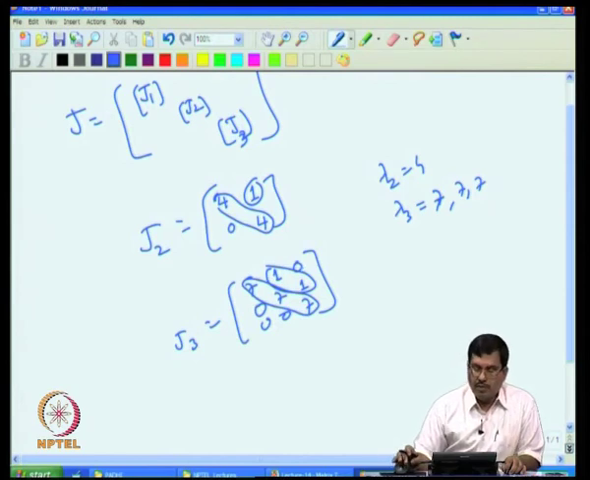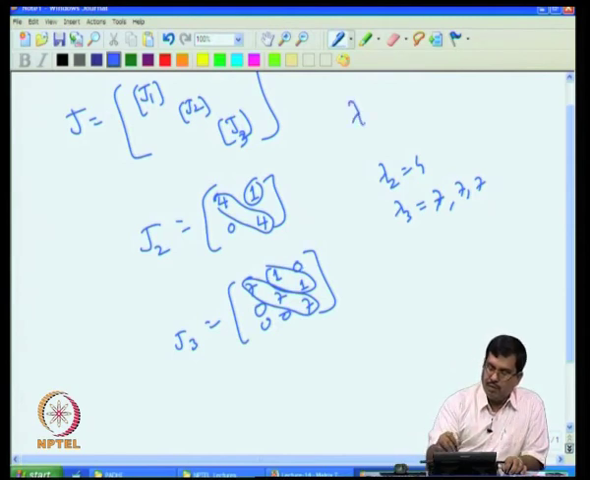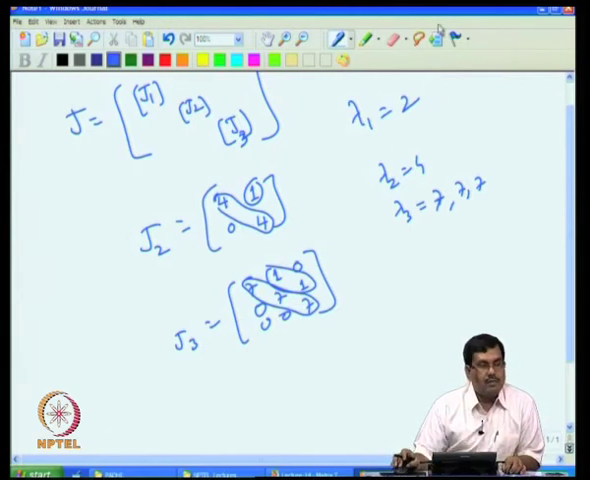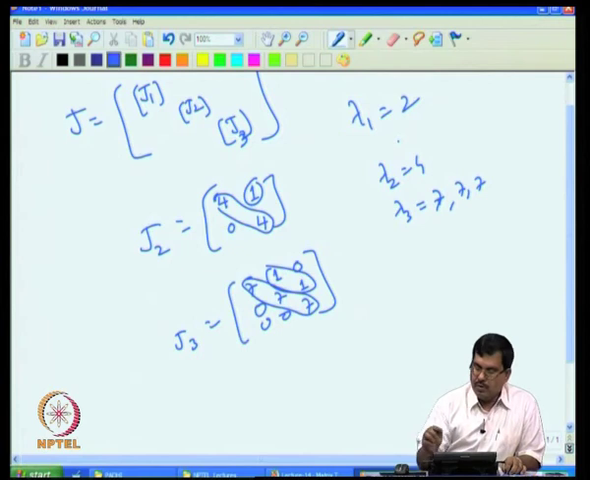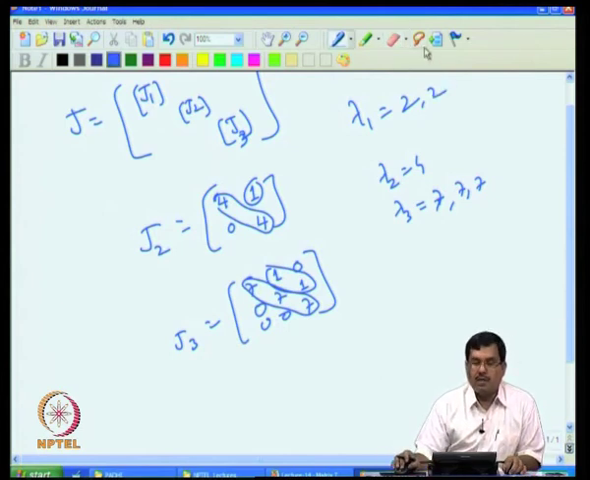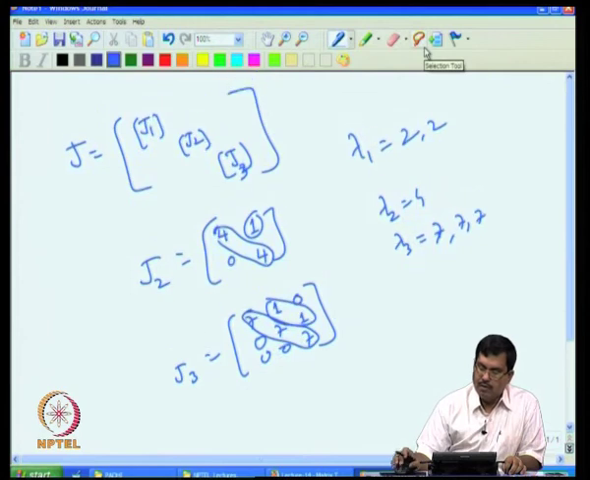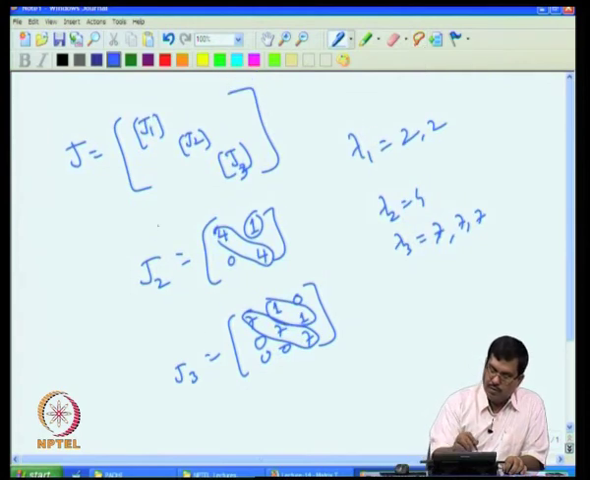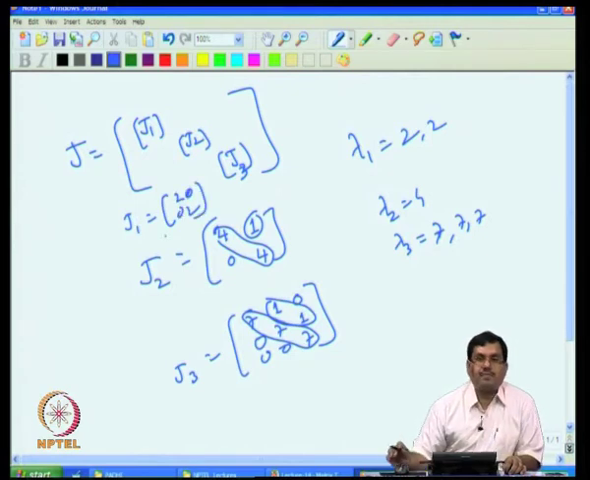And remember, if lambda 1 happens to be 2, it is repeated, but you have linearly independent eigenvectors for that. Then the corresponding J 1 will have simply 2, 2, and this 0 will happen here. That means still it is a diagonal matrix actually.